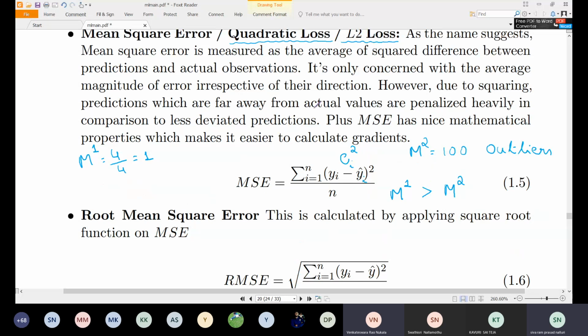And what is the advantage? Sir, outliers means. Okay, I will come to you. What is the advantage? It is easy to calculate the gradients, or it is easy to find derivative of this function. Tell me, what's your doubt? Sir, outliers means, sir.